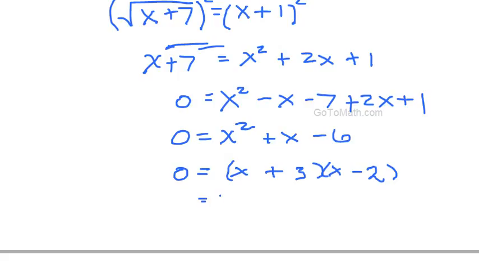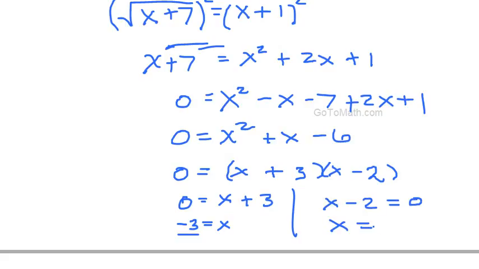Now we'll set both these linear factors equal to 0 and solve for x. So in this case we got x is equal to negative 3, so negative 3 is a possible solution. Let's go ahead and do x minus 2 over here, and x is equal to 2. So that's a possible solution, but it's not guaranteed, so we need to definitely check.